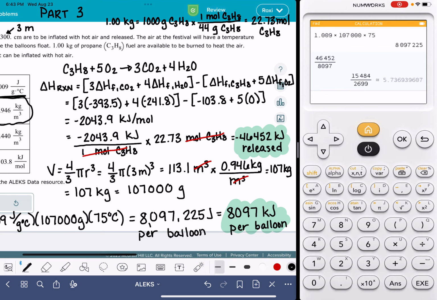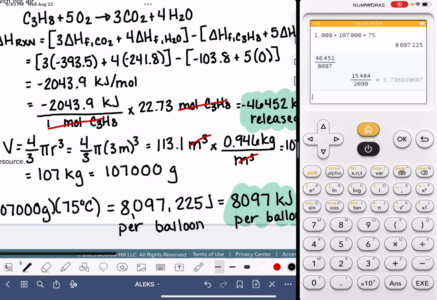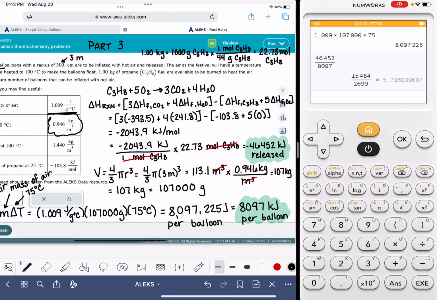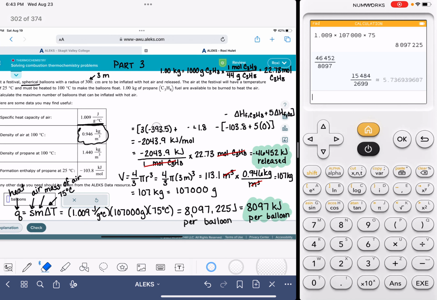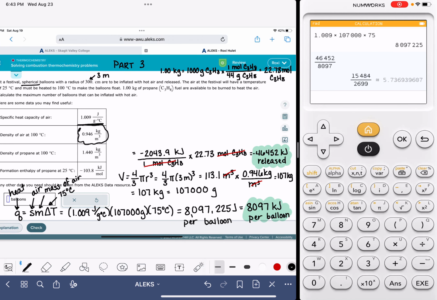This gives me, my calculator says, it's kind of faded there. I'm just going to have to write it out. I'm just going to have to erase some of this stuff right here. So my total amount of heat divided by the heat per balloon. I can't even spell. My brain is so scrambled. Per balloon.